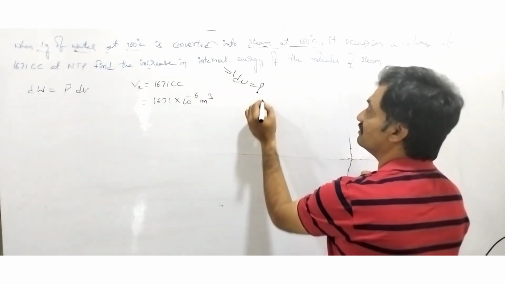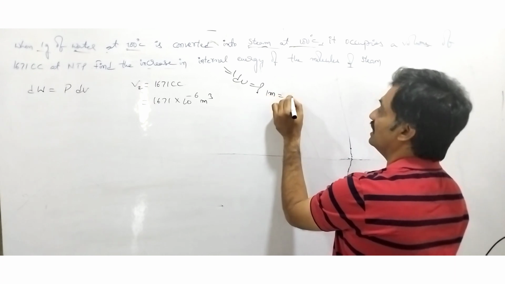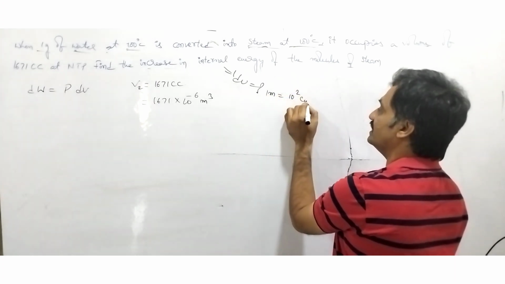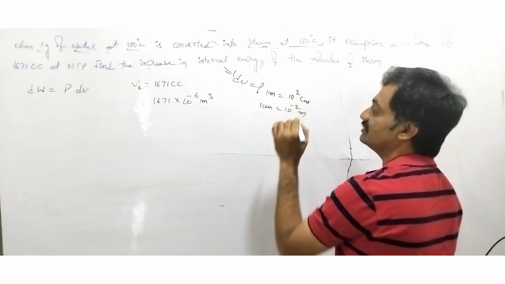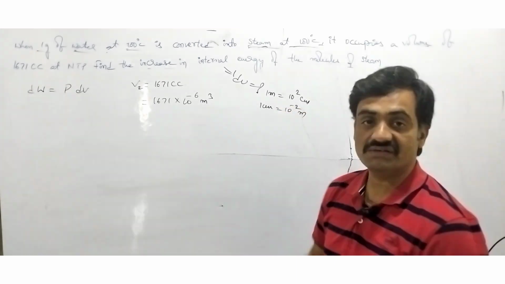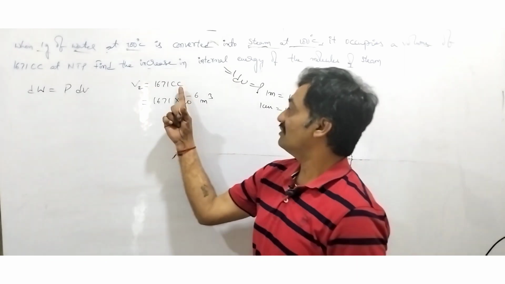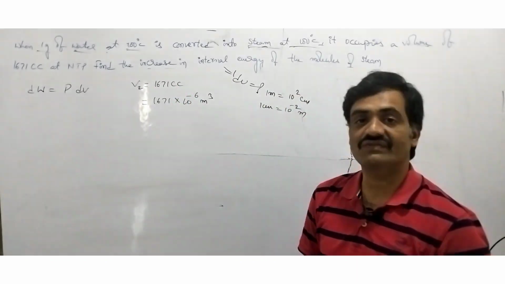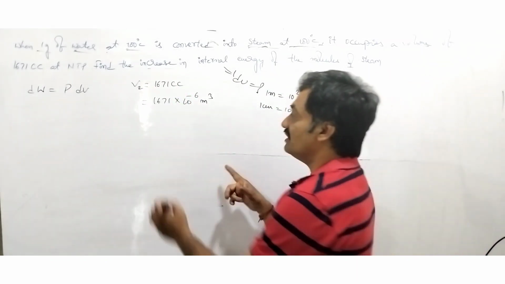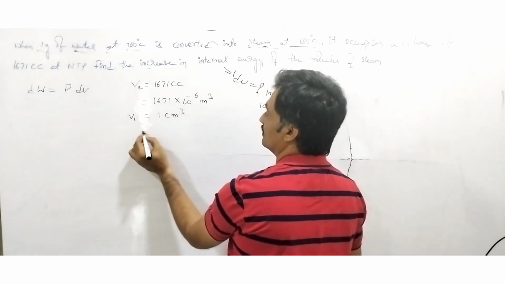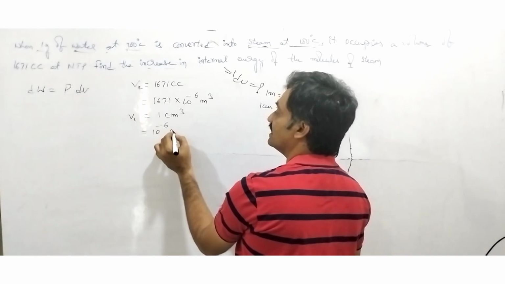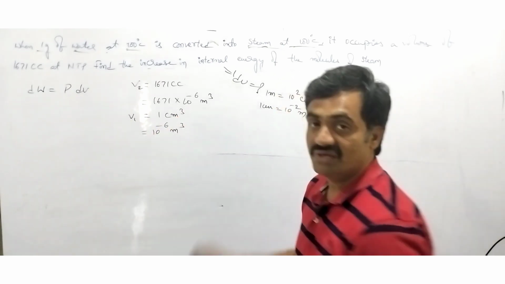meter cube. Why? Because we know that 1 meter equals 10 to the power of 2 centimeters. Then 1 centimeter equals 10 to the power of minus 2 meter. When we cube this equation on both sides, we get 1 cm cube equals 10 to the power of minus 6 meter cube. Whereas the initial volume is given as 1 cm cube, or we can represent it as 10 to the power of minus 6 meter cube.